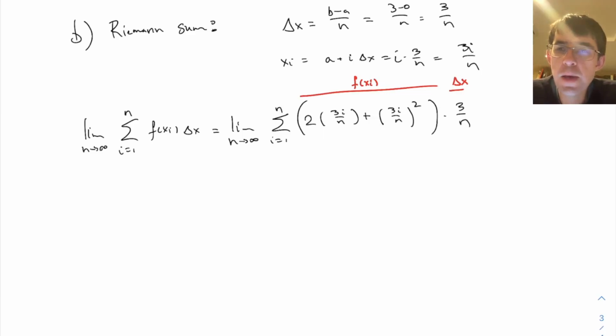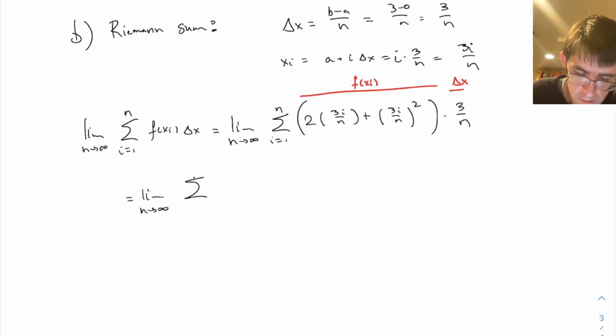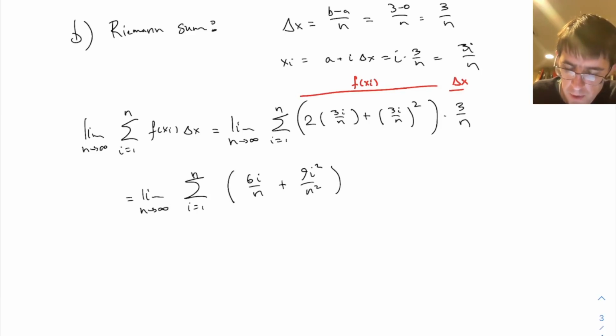Okay, now it's just a matter of expanding everything and simplifying, and hopefully we're not going to screw it up. That's all we do from now on. Sum from i equals 1 to n. Okay, let's do multiplying by 2 and squaring. So this becomes 2 times 3i over n, I'll write 6i over n, plus square it. This is going to be 9i squared over n squared. All of this times 3 over n. Now let's distribute that 3 over n.